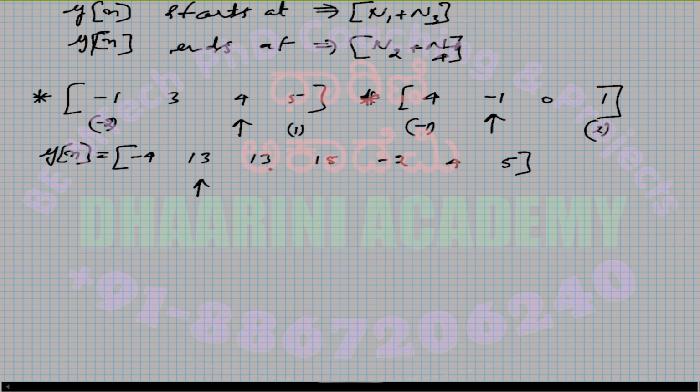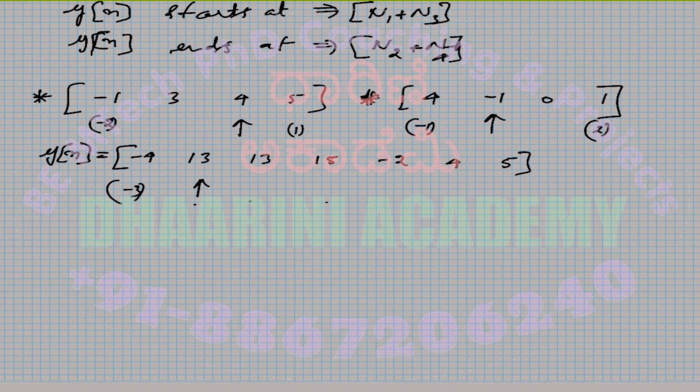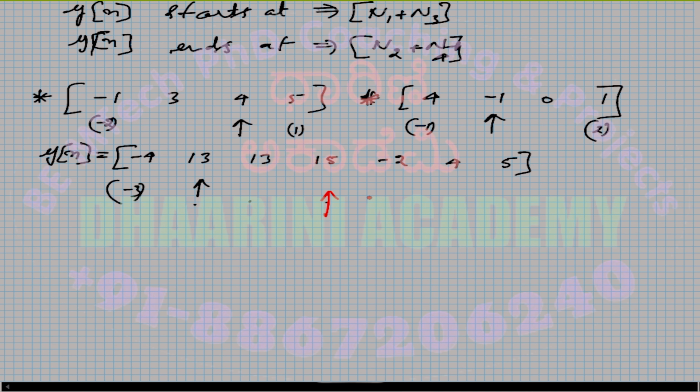Minus 2 plus minus 1. This should be minus 3, which means this is minus 2, minus 1, 0. So just verify, this is the expected 0 position. And it ends at, as per the rule, 2 plus 1, 3. So this is 1, 2, 3, right? If that is the case, yes, this looks fine.